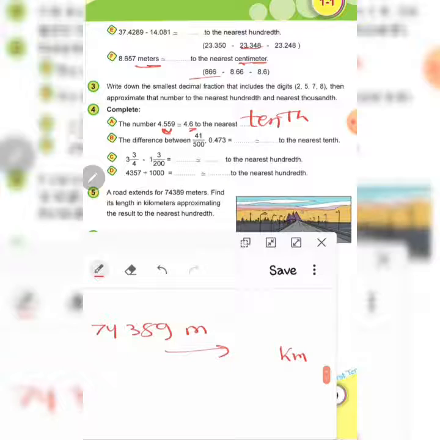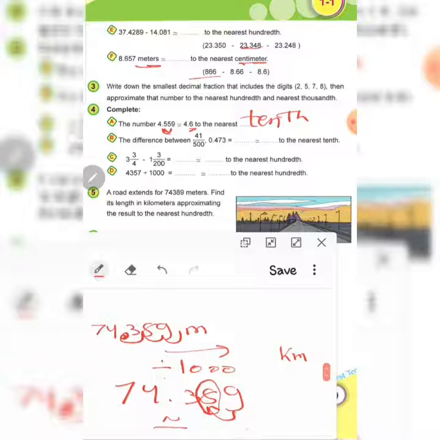The other question, number 5. A road extended for 74,389 meters. Find the length in kilometers. To change it to kilometers, I must divide it by 1000. 1, 2, 3. Point here, 74.389. And to approximate it to the nearest hundredth, the hundredth is 8, 9 will give it. It will be 9, 74.39 kilometers.